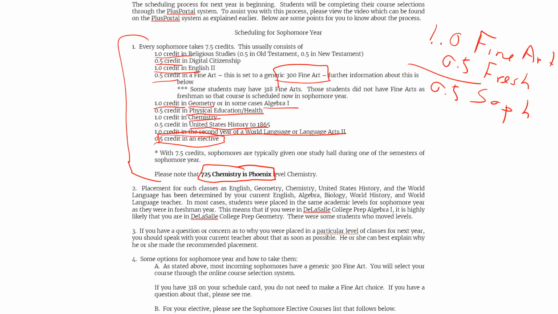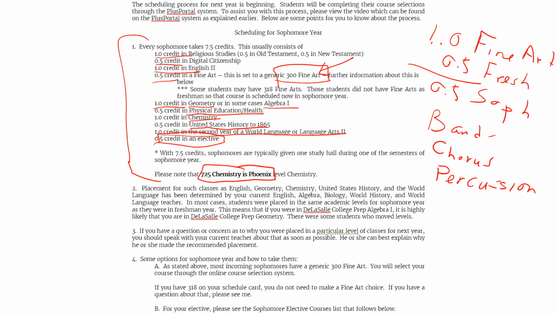So what we're doing is we're filling it with this generic course number to signify that you need to take a half credit of fine art. Now, if you've already taken a full credit of fine art, such as band or chorus or percussion, you don't need to worry about taking another half credit of a fine art unless you want to continue to take band, chorus, or percussion.